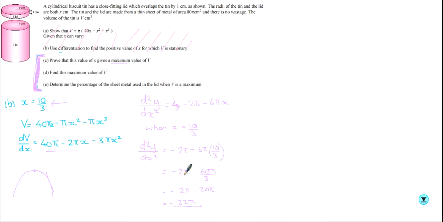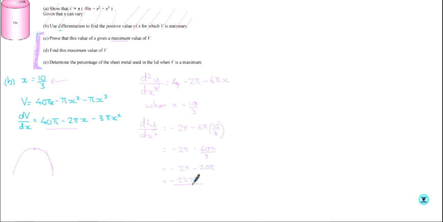Okay, so nearly done. So let's just move it down, gives a bit of room. So minus 22 pi is less than 0. That's what we're talking about here. So therefore it is a maximum. Okay, so let's find this maximum value of v. So we've now just got to pop this into our original for v, which is here.